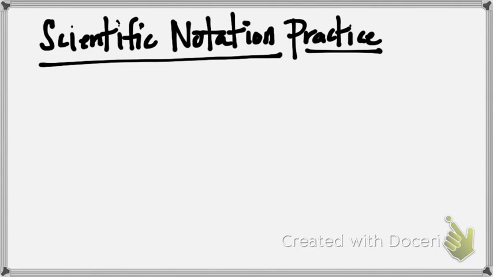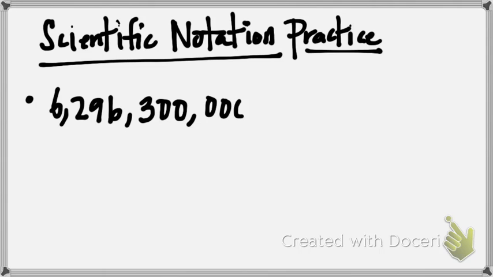Once you understand why scientific notation is used, the next thing you need to really look at is, can you do the problems? So we're going to look at a few practice problems. We're going to do a couple of different types. Let's say that you're given this number, and you're asked to put it in scientific notation.